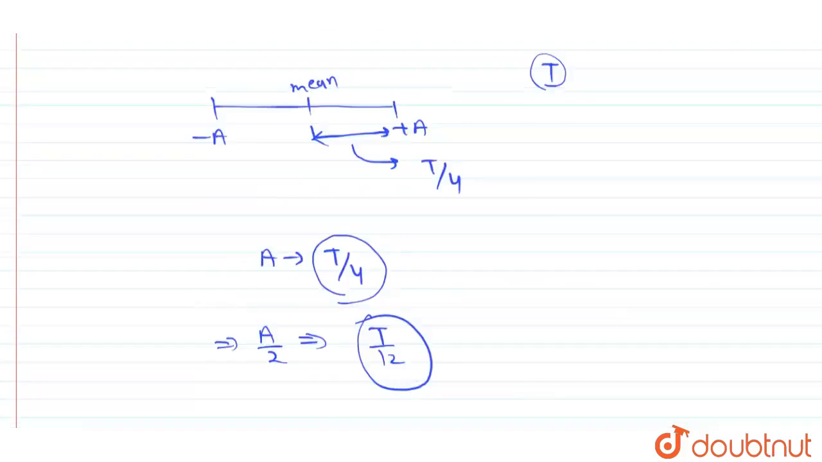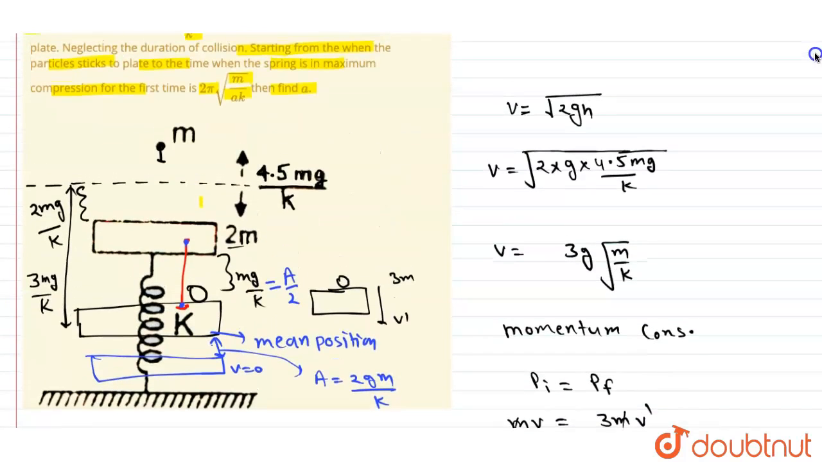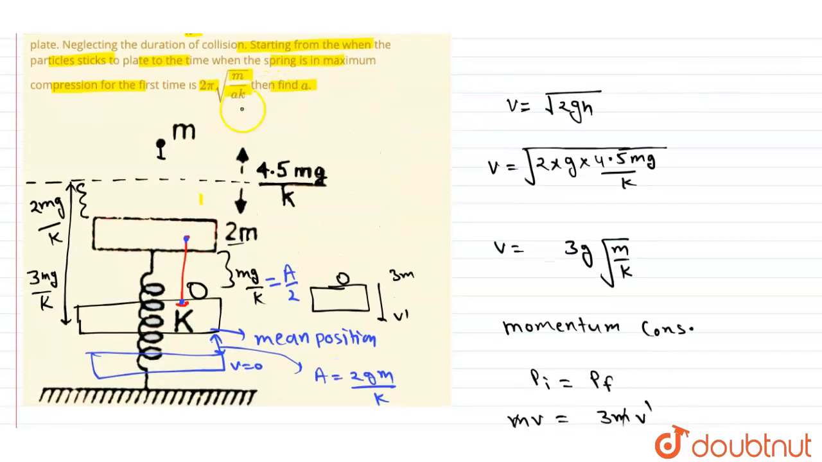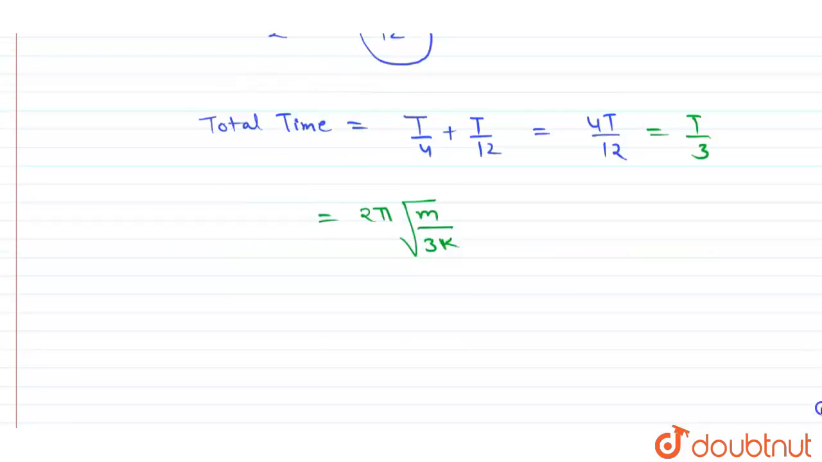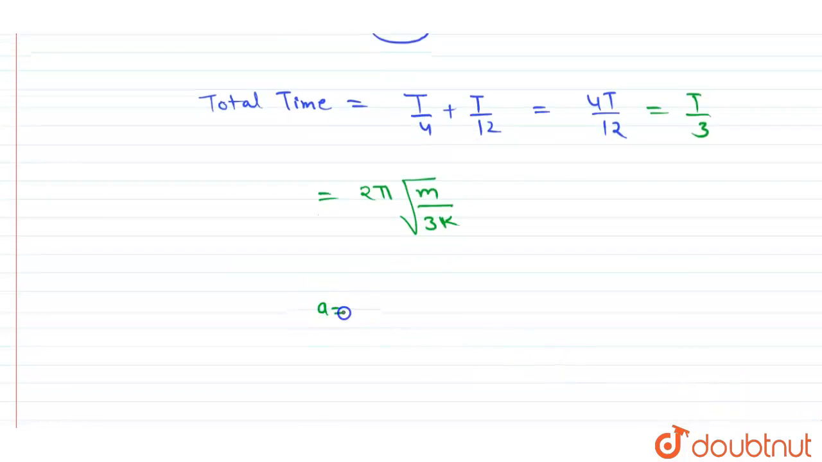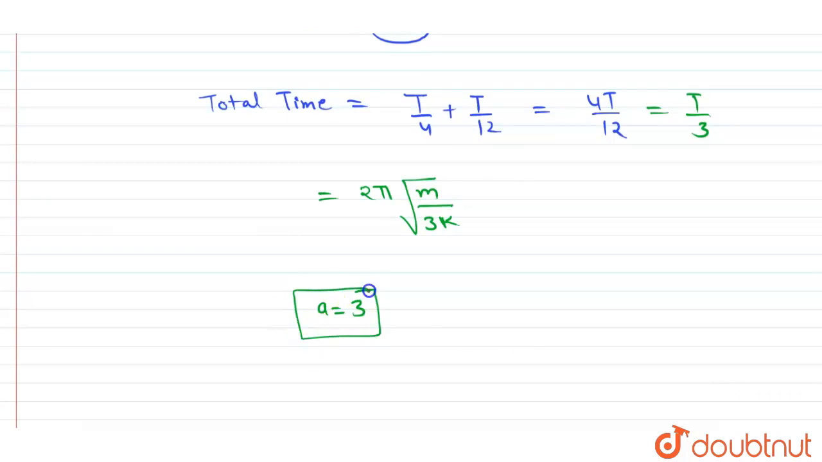Now in the question we have been asked to find a. Comparing with 2 pi root m by a k, when you compare both, you will get a equal to 3. So 3 is your answer.